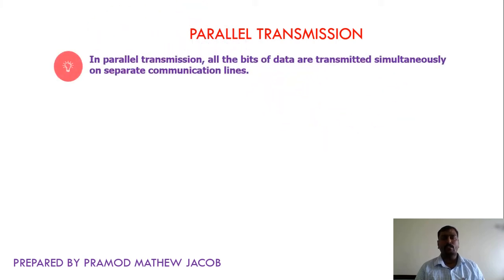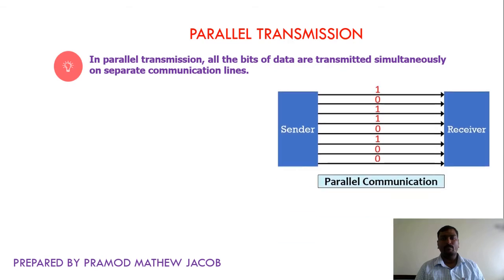In parallel transmission, all the bits of data are transmitted simultaneously on separate communication lines. For example, if you are transmitting an 8-bit data from the sender to the receiver side, we have to use 8 separate lines to transfer 8 bits. For example, if you are transmitting the data 10110100, the 8-bit binary number, from the sender to the receiver, each bit is transmitted through each line. This is what is called parallel communication. So here all the bits are transmitted at the same time.